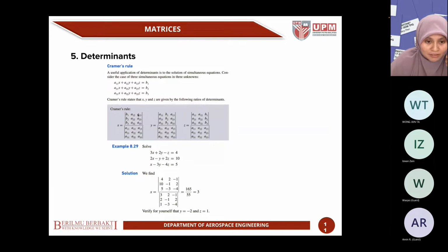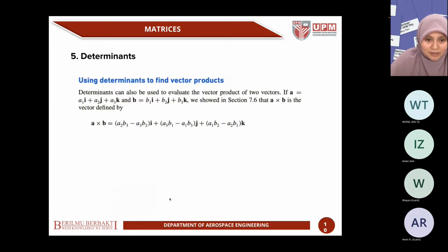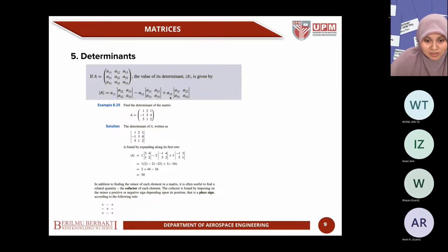So we copy the same thing for the second column and the third column, but the first column we replace with the values in the matrix B component, 4, 10, and 5. So we need to do determinants for this one and also calculate determinants of this one. How to calculate determinants? Using these rules, okay?